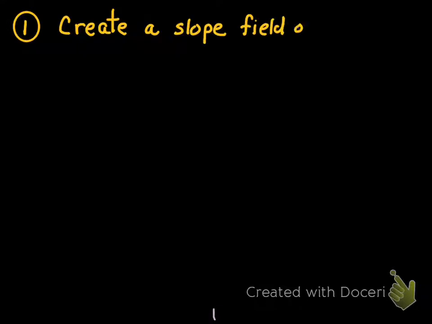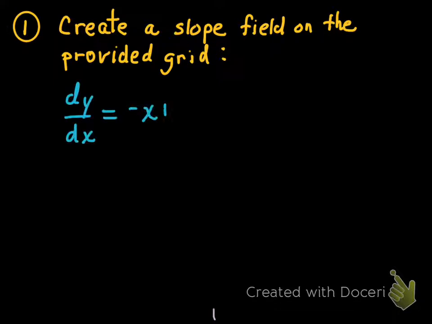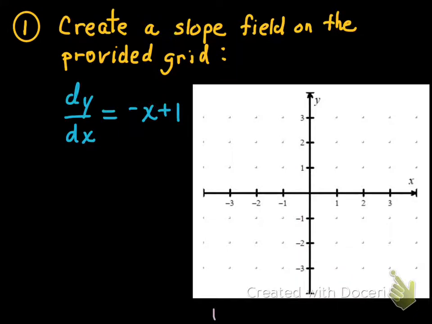With problem number 1, it says create a slope field on the provided grid. We're going to have differential equation dy dx equals negative x plus 1, and there's the provided grid. To do a slope field, you need to create a table. You need to decide which table format to use. It's either a table that has column 1 x, column 2 dy dx, or column 1 is y, column 2 is dy dx, or column 1 is x comma y, then dy dx.